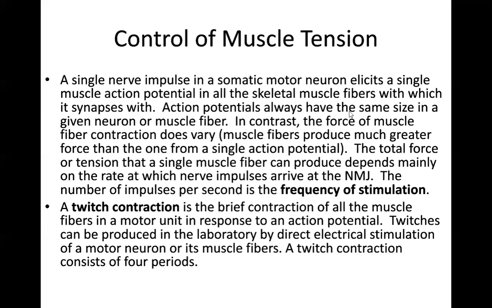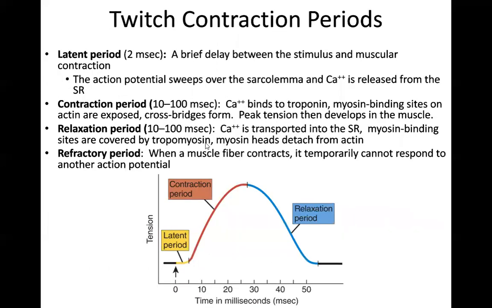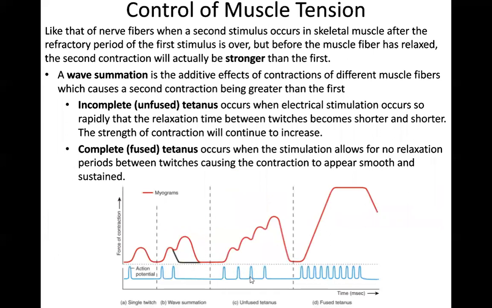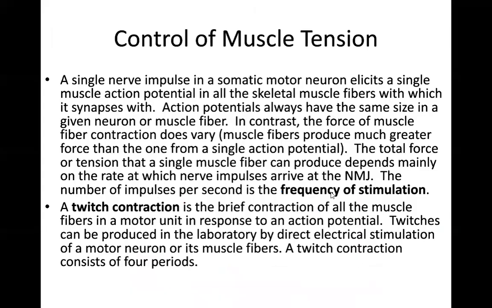However, in contrast, the force of a muscle fiber contraction can vary, meaning muscle fibers can produce much greater force than they do if you just have a singular action potential. Total force or tension that a single muscle fiber can produce depends mainly on the rate at which nerve impulses arrive at the neuromuscular junction. This number of impulses per second is called its frequency, okay? Which we've talked about before, demonstrated here on this page where we show action potentials in blue. Really close together, we would say has a high frequency, a little bit more spread out is a lower frequency. Look at the difference in strength of contraction or force of contraction here versus here. I'll get into that more in a second. So that's what frequency of stimulation refers to.